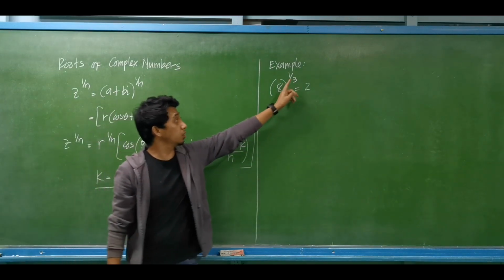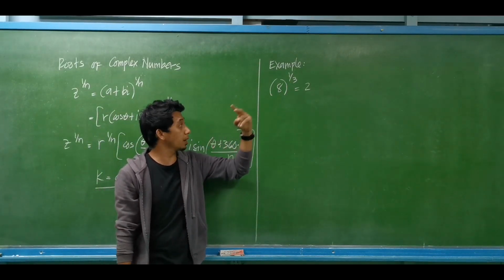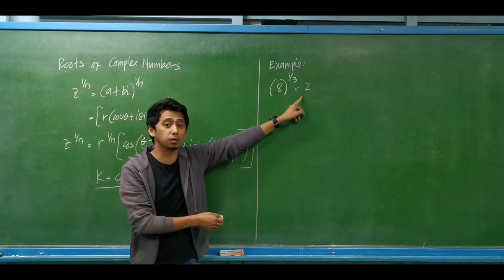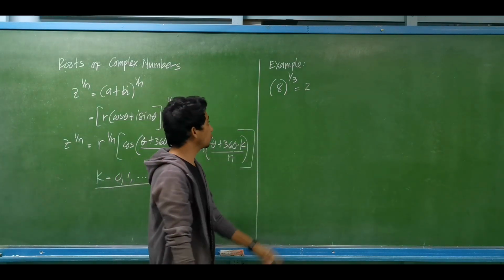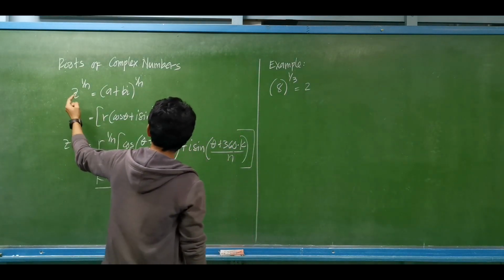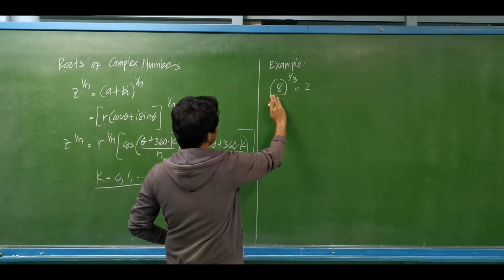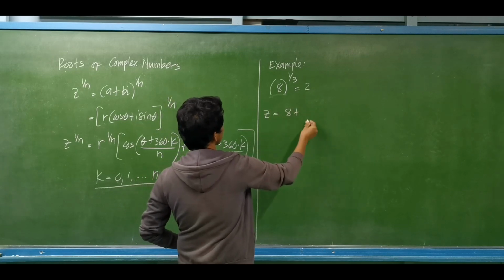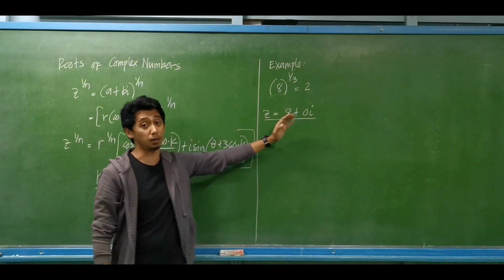Since it is a cube root, we are expecting 3 roots, so we are to look for the other 2. If we have 2 as the real root, we may have 2 other imaginary roots. So how do we express 8 as a complex number? This is a pure real number: z is equal to 8 plus 0i. You don't have an imaginary part.